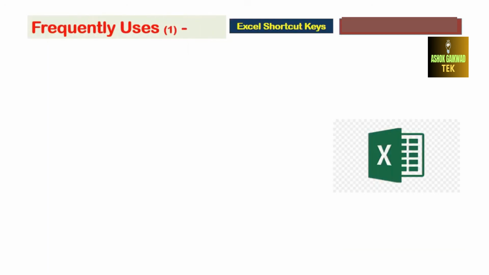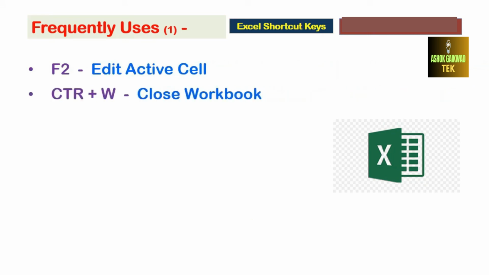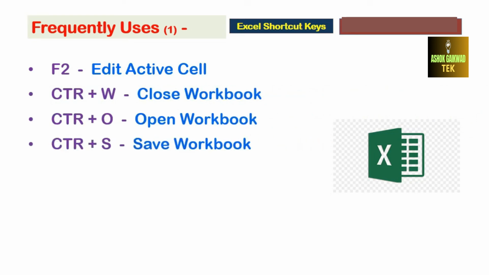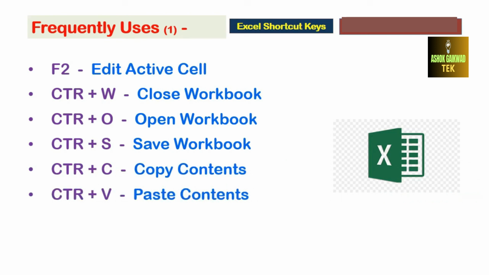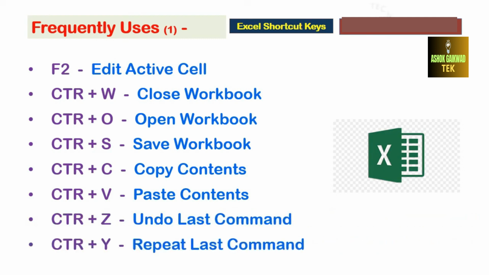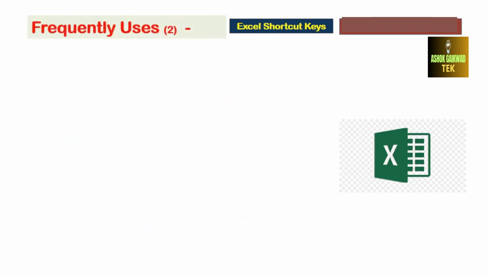First we are seeing frequently used shortcut keys. F2 for edit active cell, Control W for close workbook, Control O open a workbook, Control S for save a workbook, Control C for copy contents, Control V paste contents, Control Z undo last command, Control Y repeat last command.